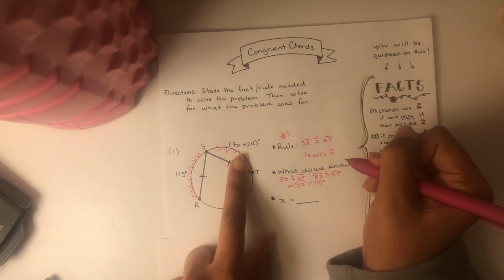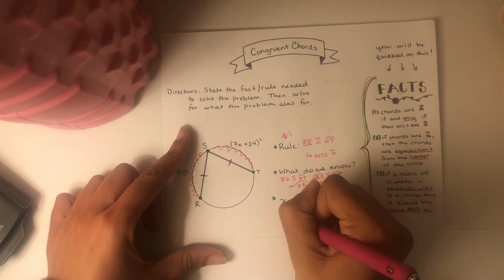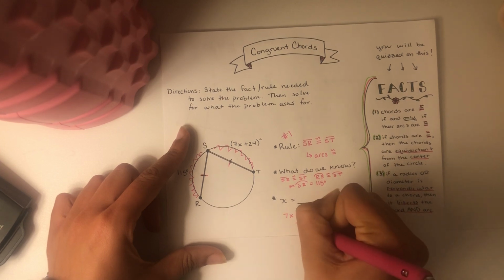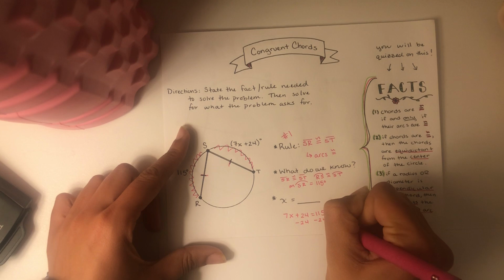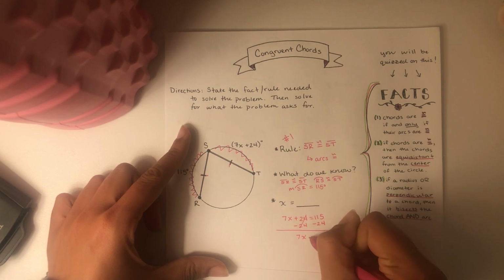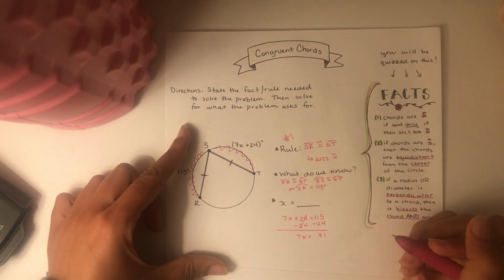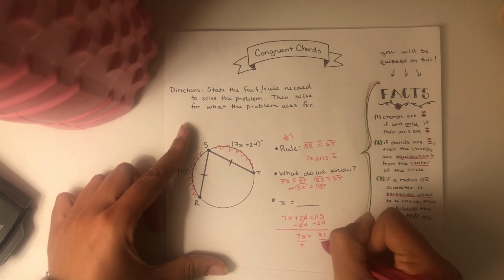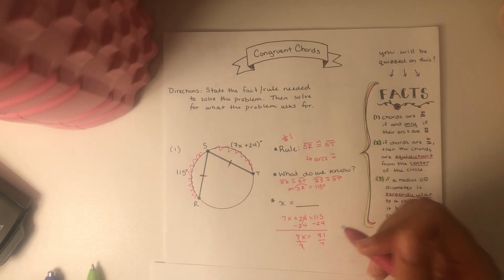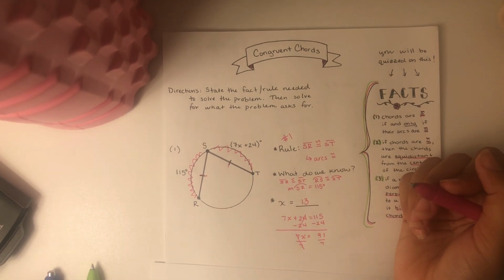So if I wanted to solve for x here, what do I know about this and this? Well, they're congruent. So I can just say 7x plus 24 equals 115. Start off by subtracting 24 on both sides. So these cancel. And you end up with 7x equals 91. Divide by 7. These cancel. And you end up with x equals 13. And that's all that was wanted. All right.